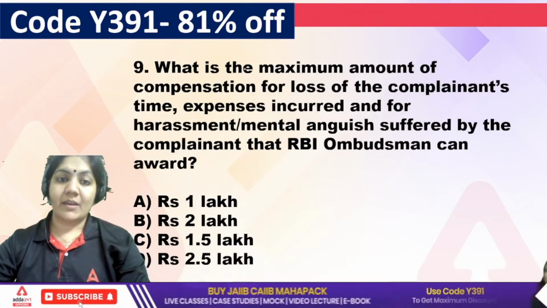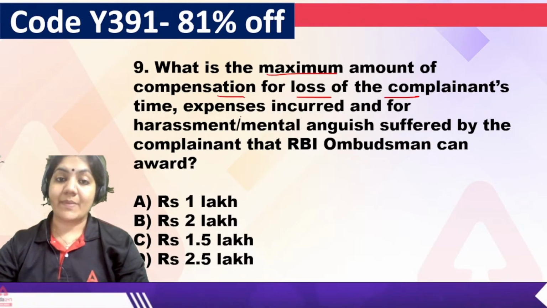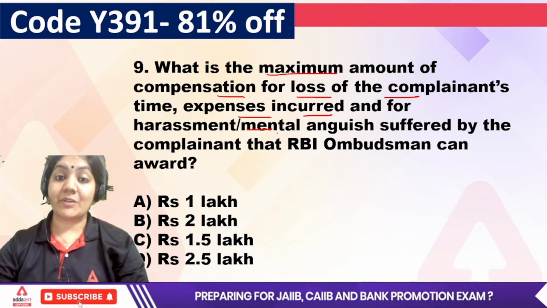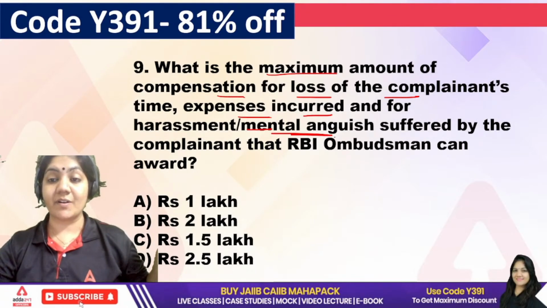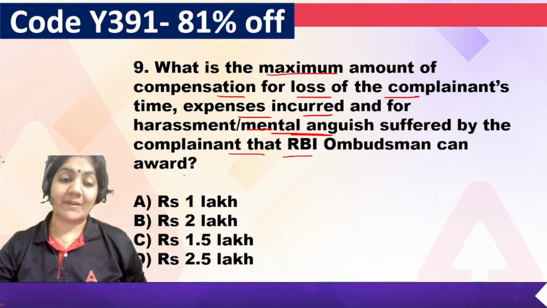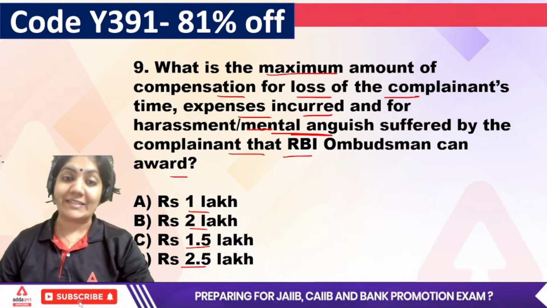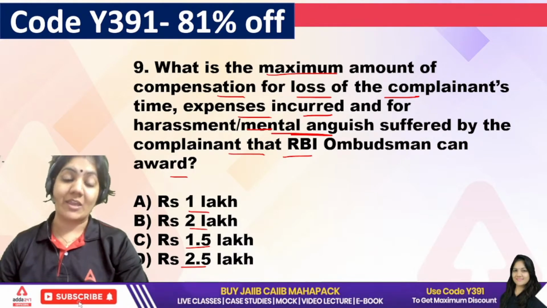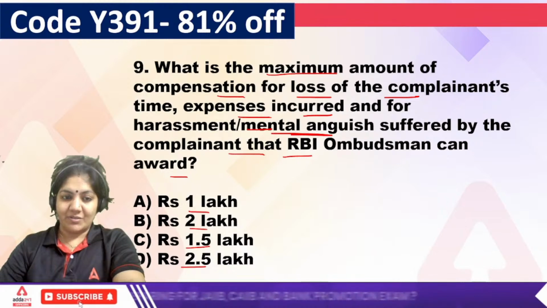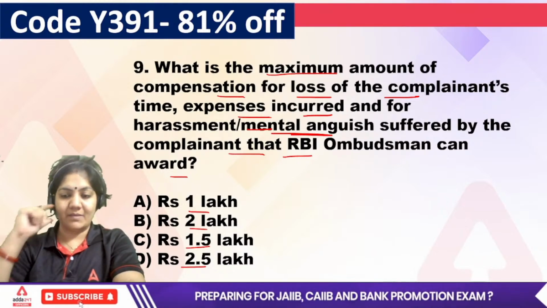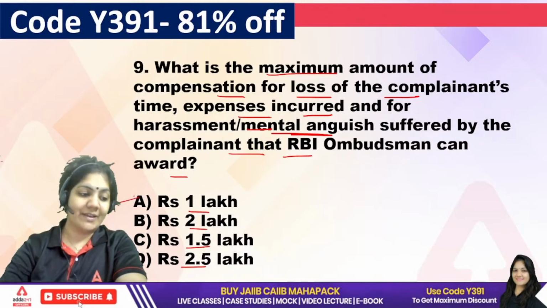Next. What is the maximum amount of compensation for the loss of complainant's time, expenses incurred, and harassment and mental agony suffered by the complainant that the RBI Ombudsman can award? 1 lakh, 2 lakh, 1.5, 2.5. Same as the Banking Ombudsman 2006. So for the 9th one, the exact answer is 1 lakh.